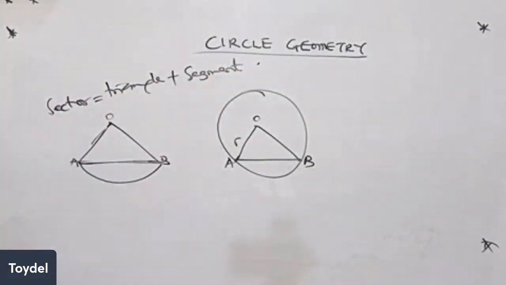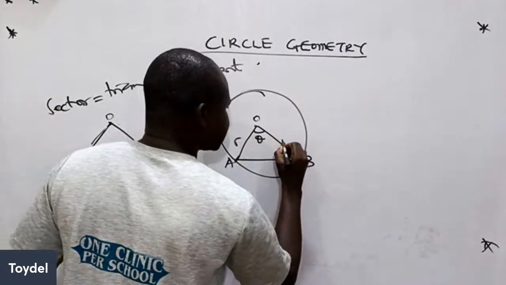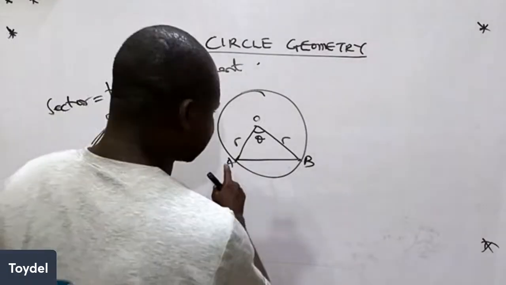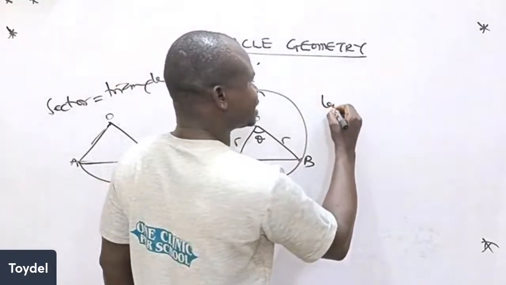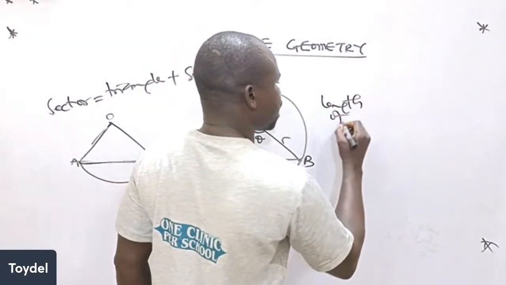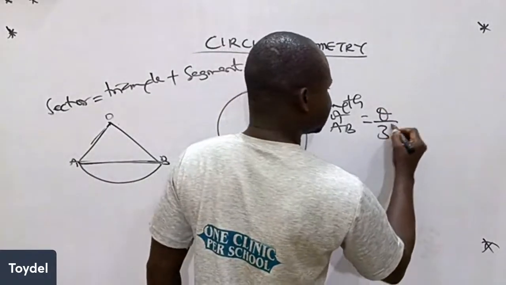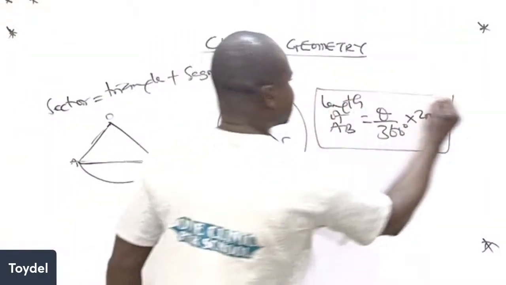So please, I want us to know something. I'm trying to drive at something at this point. Let's say this angle is theta and this is r. You can be asked to find the length of an arc. What is the formula? The length of arc AB is given as theta over 360 degrees multiplied by 2 pi r. This is the formula that you use to find the length of an arc.